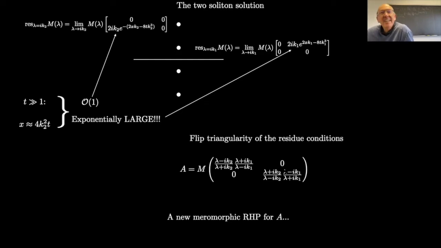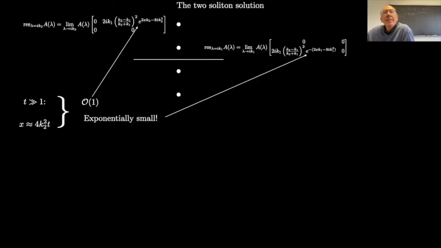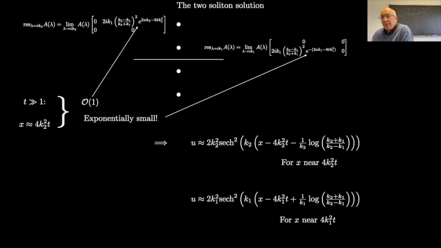Okay, all right. So because of the flipping of the triangularity, this entry is now exponentially small if t is large positive and x is near 4k2 squared t. And then it's back to the old intuition. I can now ignore the contribution from iK1. And you wind up seeing that if x is near 4k2 squared t, this is the asymptotic description.